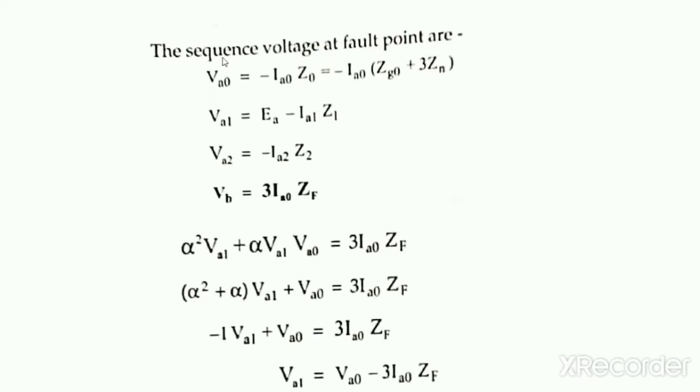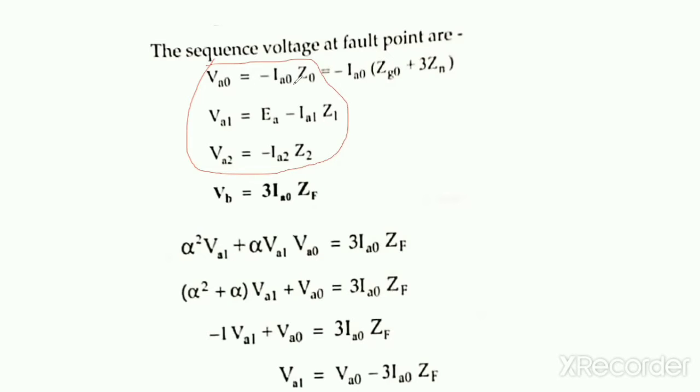Next, the sequence voltages at the fault point. We know the sequence voltage formulas, that is the VA0 formula, and VA1 and VA2. What is VA0? That is minus IA0 into Z0.